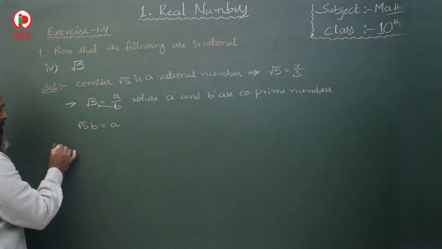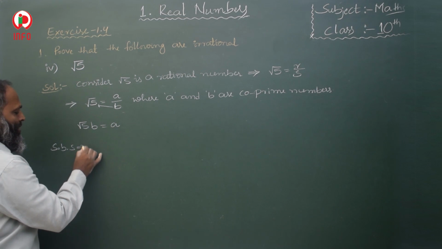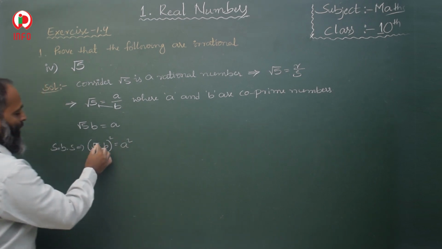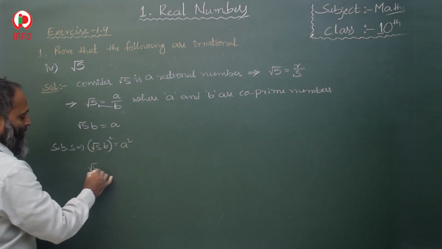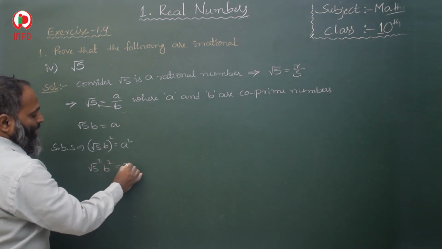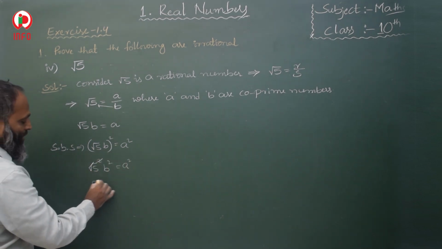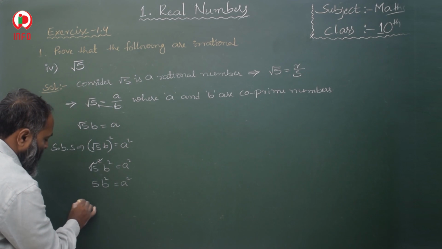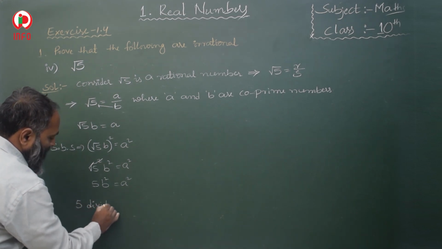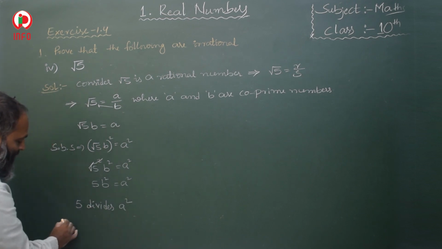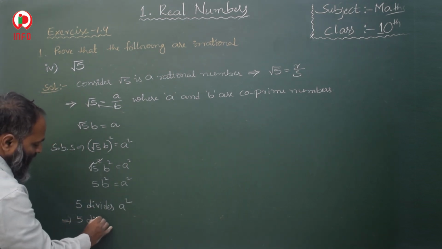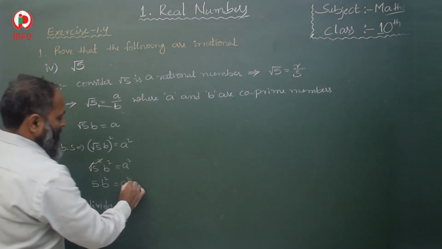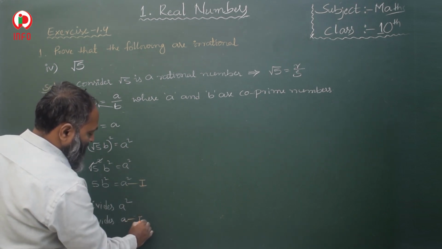Now squaring on both sides, root 5 b whole square is equal to a square. Then root 5 square and b square is equal to a square. The square root will get cancelled, 5 b square is equal to a square. Then 5 divides a square, that means 5 divides a also. We consider this as equation first, and this as equation second.